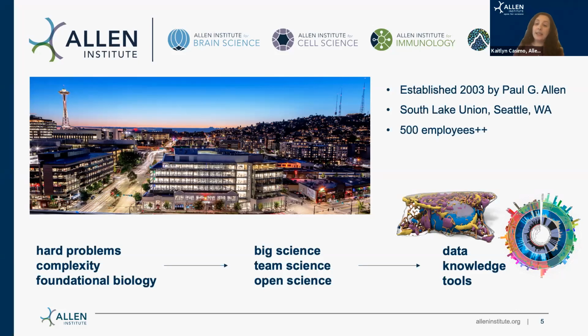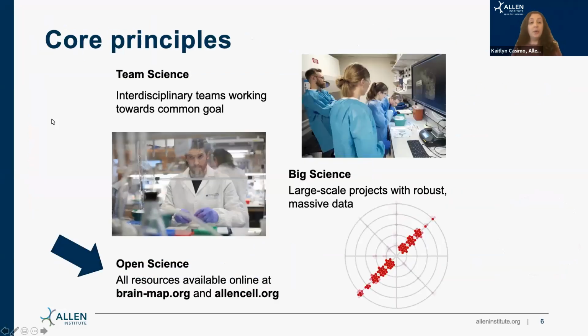Our work generates data, knowledge, and analysis tools, all of which we share publicly for anyone to use in their work. And to date, we've collected about 8 petabytes of data. That's about 1.7 million DVDs worth. So our core principles are team science, big science, and open science. The most relevant one for you today is open science. All of the resources that we generate through our work are available online at brain-map.org and allencell.org.